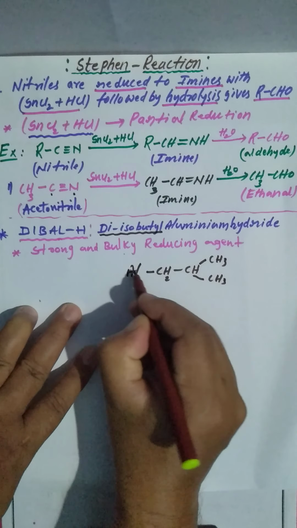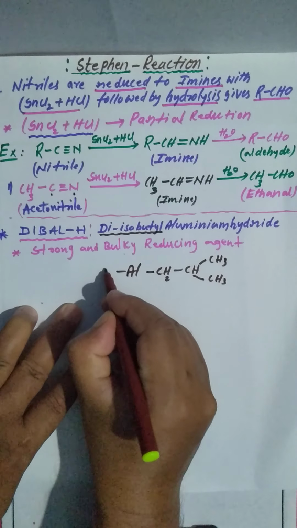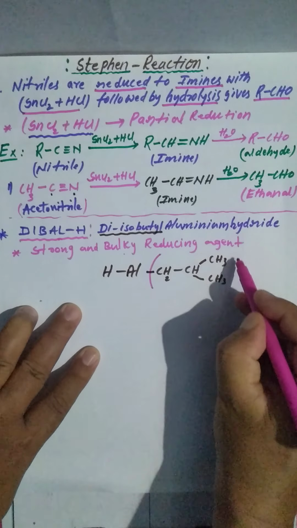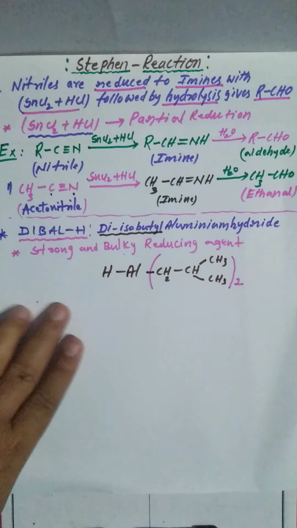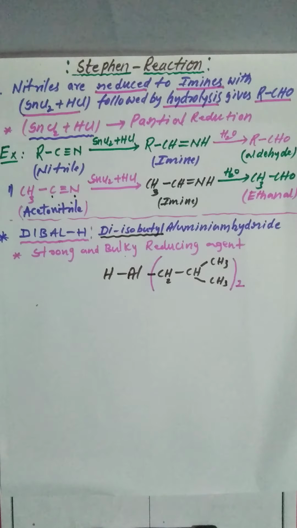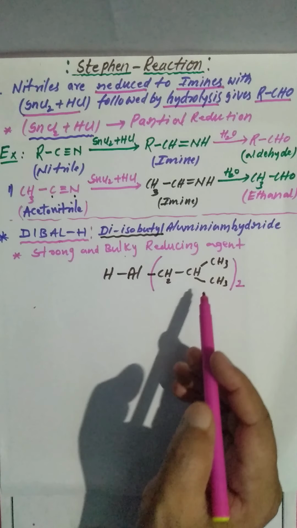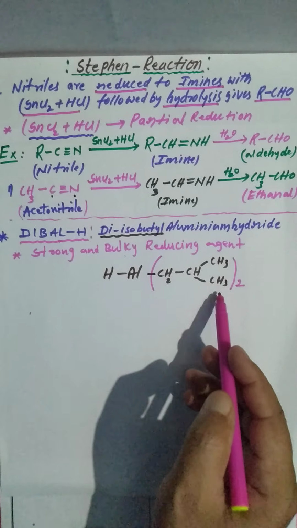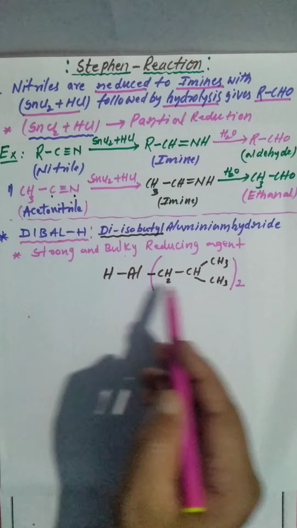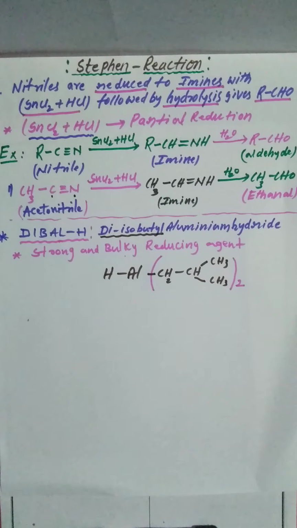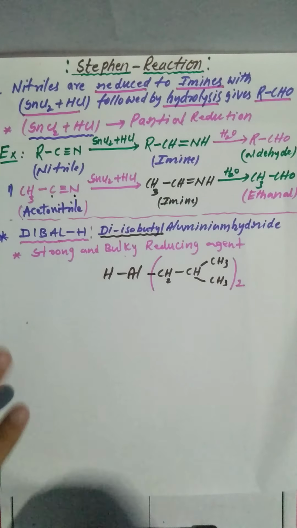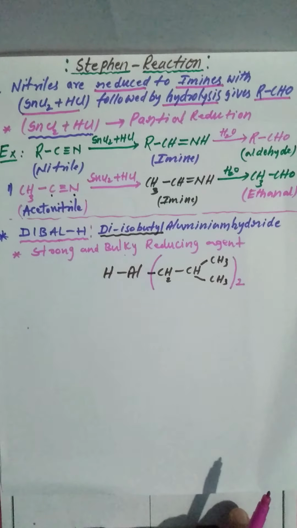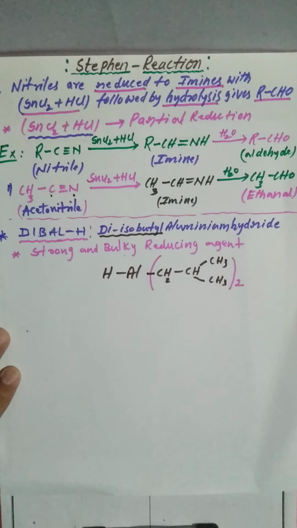This is bonded with aluminum and this aluminum is bonded with hydrogen. And how many isobutyl groups do we have here? 2. So this is the structure of DIBAL-H. Diisobutyl aluminum hydride. See, bulky groups are there, bigger groups, that's why. And moreover, it is a strong reducing agent also.